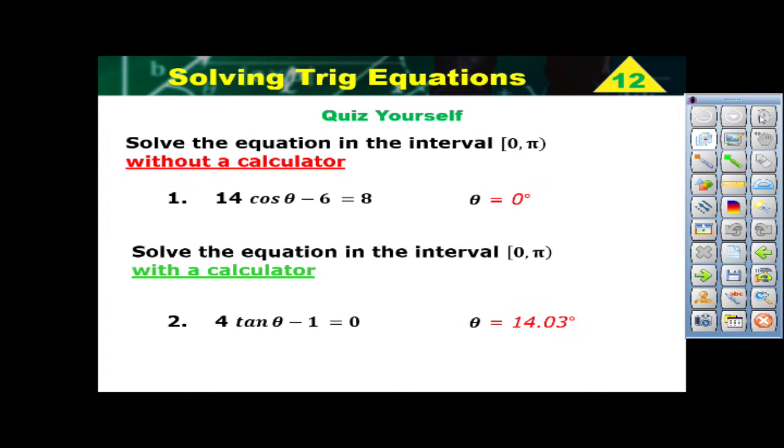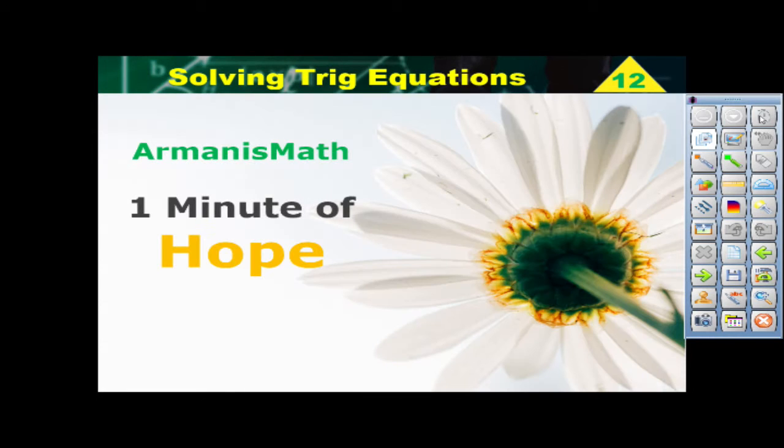Okay, and these are the solutions here. Make sure that you follow what it says, by the way. One of them is without a calculator, the other one is with a calculator. All right, here we go.